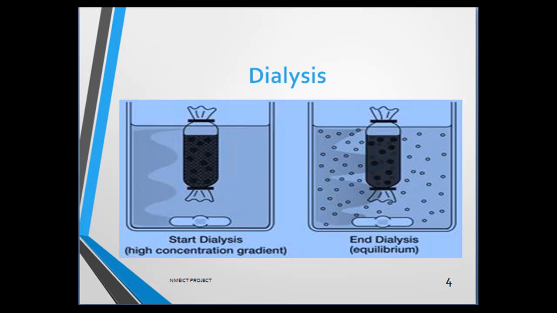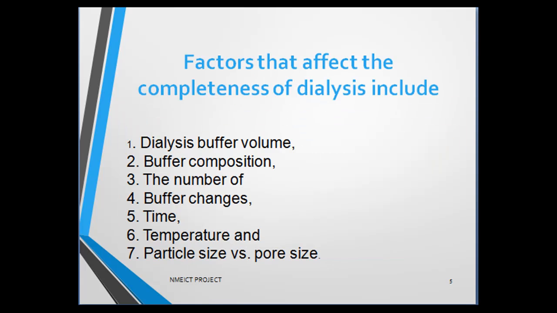What are the factors that affect the completeness of dialysis? Very importantly, dialysis buffer volume, buffer composition, the number of buffer changes, time, temperature, and particle size versus pore size. Substances that are very much smaller than the pore size will reach equilibrium faster than the substances that are only slightly smaller than the pores.